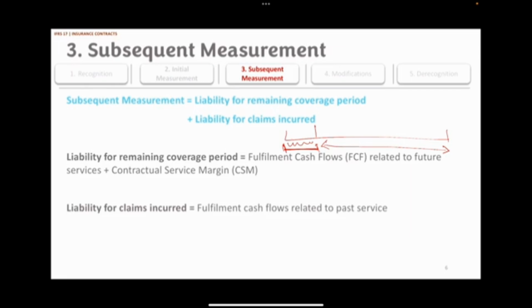This is the framework for subsequent measurement. Now let's dive right in. Subsequent measurement is simply the sum of two components: liability for remaining coverage period and liability for claims incurred. Liability for remaining coverage period is very similar to initial measurement. It is simply the sum of fulfillment cash flow and contractual service margin. The standard does explain how contractual service margin should be calculated for subsequent measurement. We'll go through that. But the logic is still the same. Fulfillment cash flow is expected cash flow from the future period, and contractual service margin is the opposite of fulfillment cash flow plus a few other adjustments. Liability for incurred claims, that is for the past period, is simply fulfillment cash flows related to the past service.